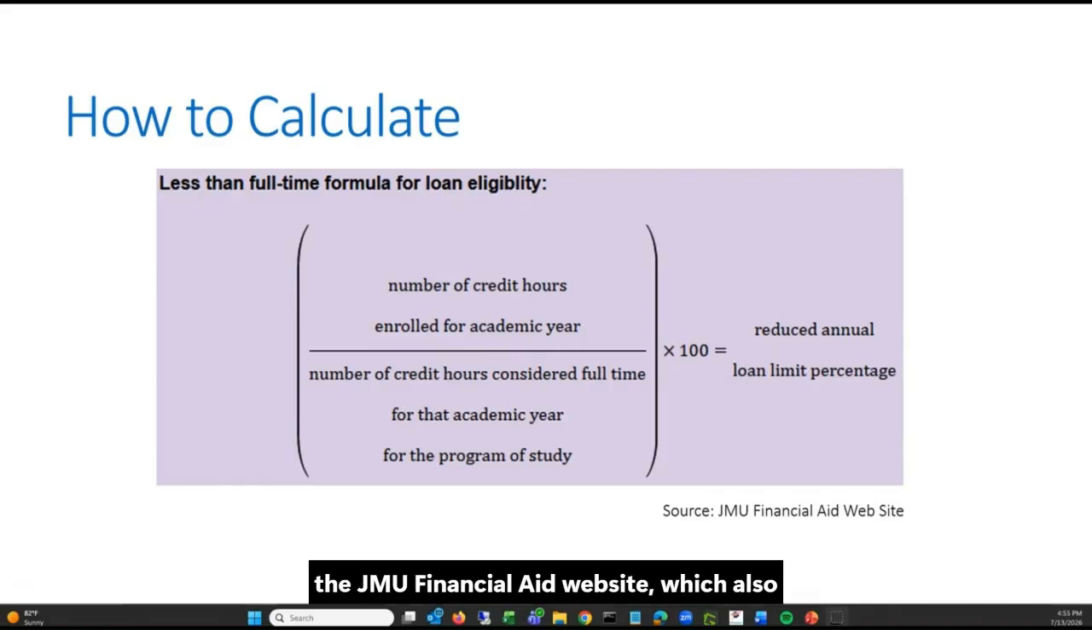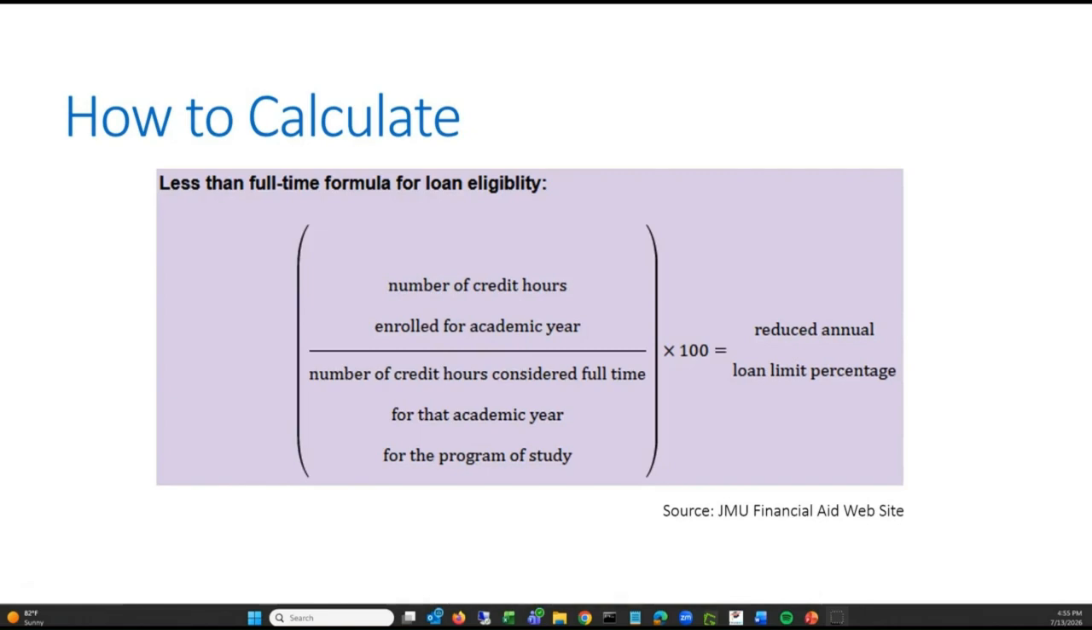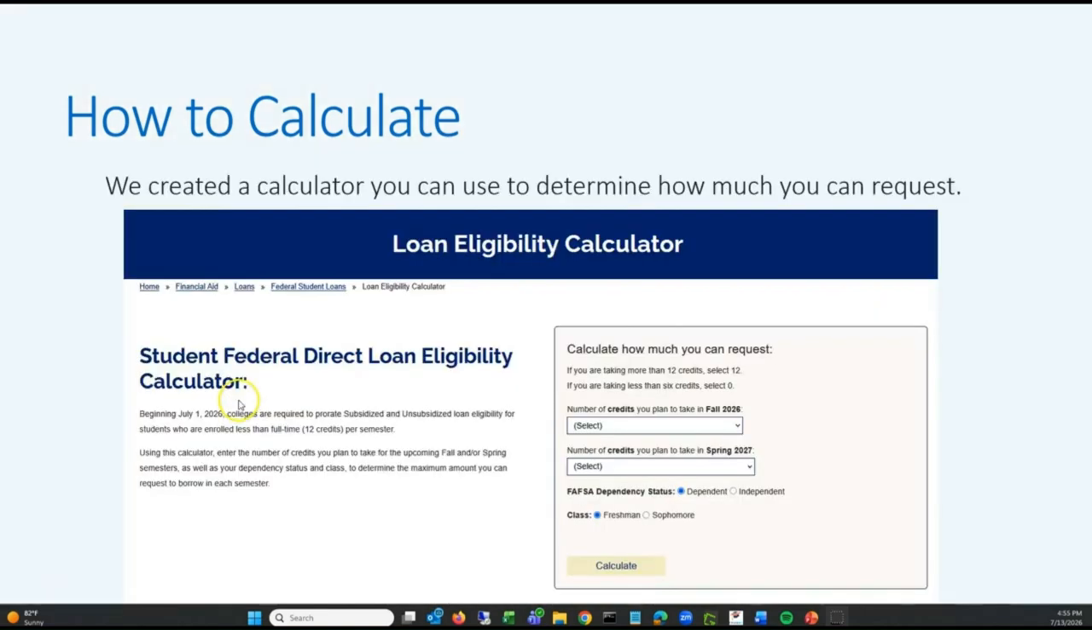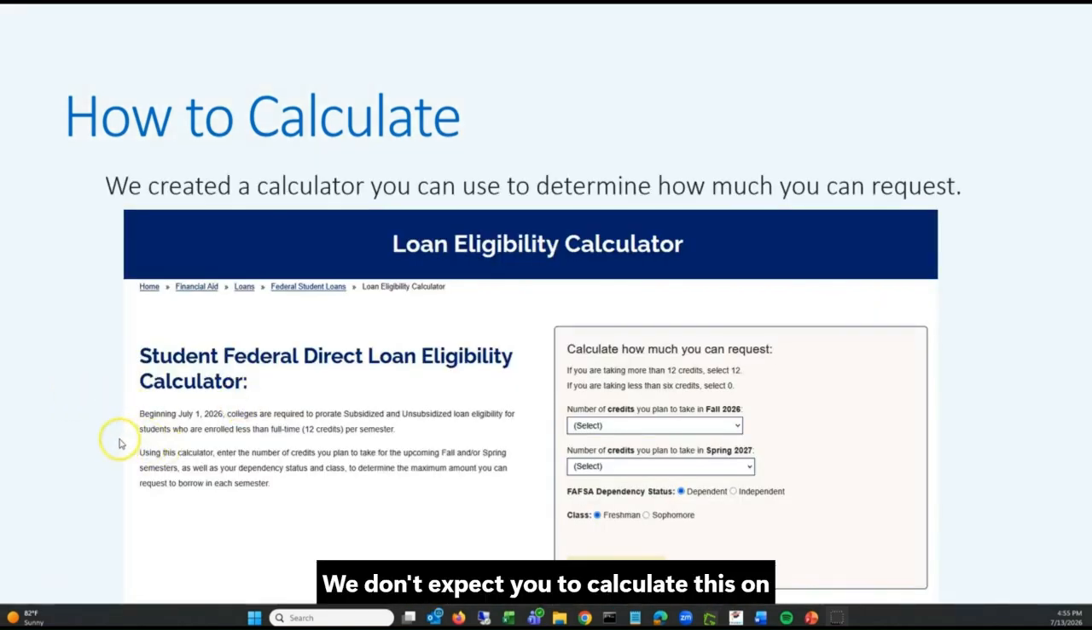This image came from the JMU Financial Aid website, which also includes lots of detailed information about the related legislation and how proration works. We don't expect you to calculate this on your own.